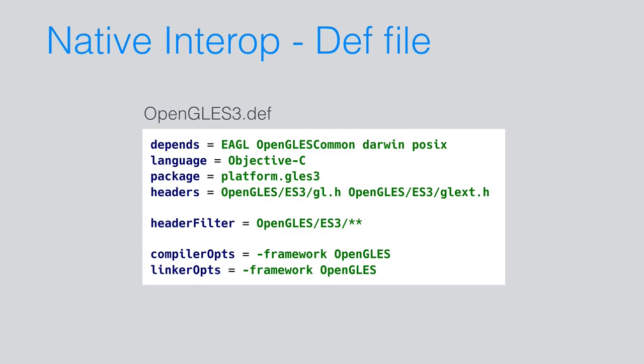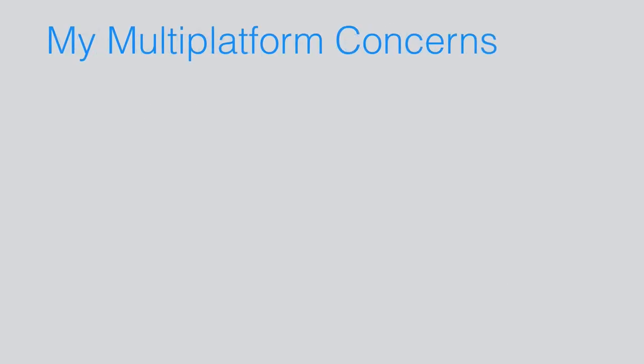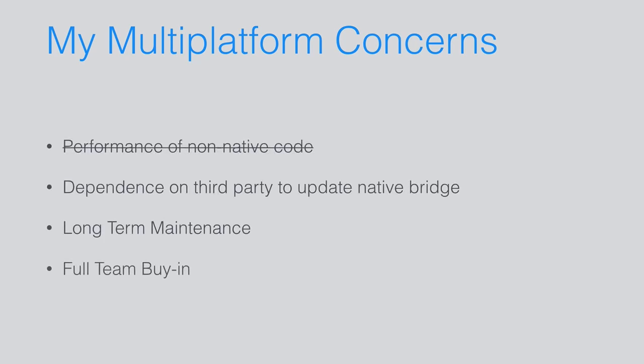And that will give you bindings to OpenGL, all of OpenGL. So sorry for the buildup. There's the dependency on a third party to update the native bridge. Because of this, doing it yourself means you don't have to wait on the React Native team to integrate some library or anything like that.